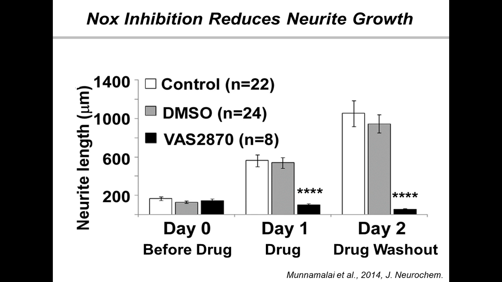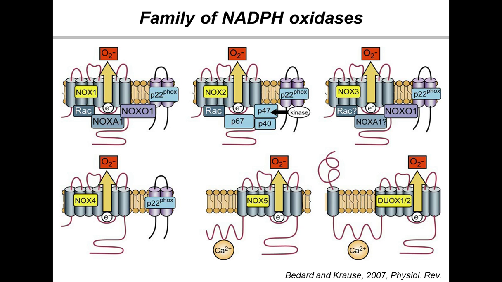Then we wash out the drug. In this case, the cells are treated for a full day with this dose. There is no reversible effect here, and the neurite stays short, while the control group still continue to grow. So Nox inhibition reduces neurite growth.